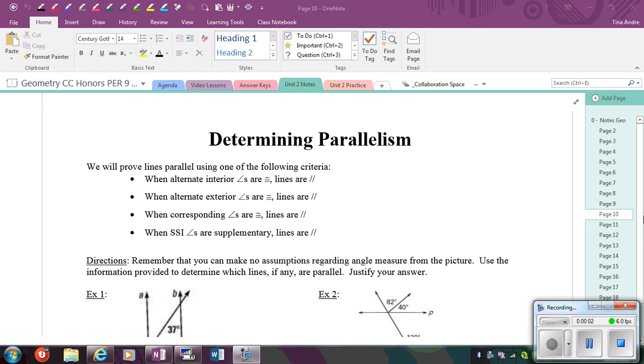In this video, we're going to learn how to determine if lines are parallel. So instead of being given parallel lines and then using those to make conclusions about the different types of angles, we're going to do the opposite. So it's called the converse.